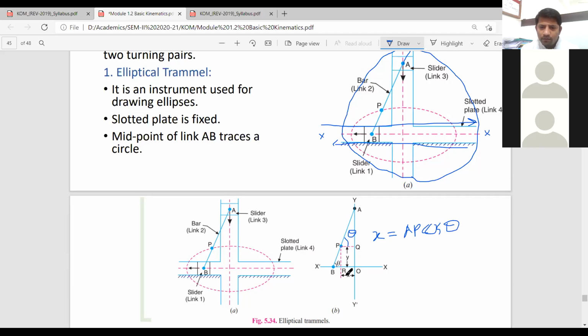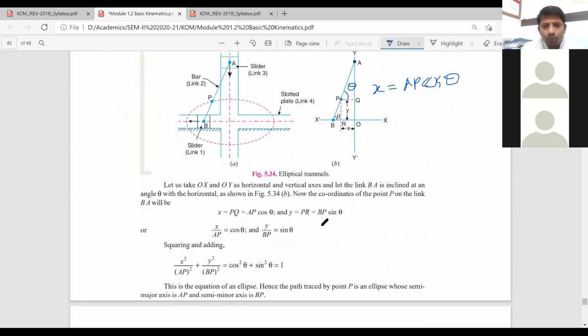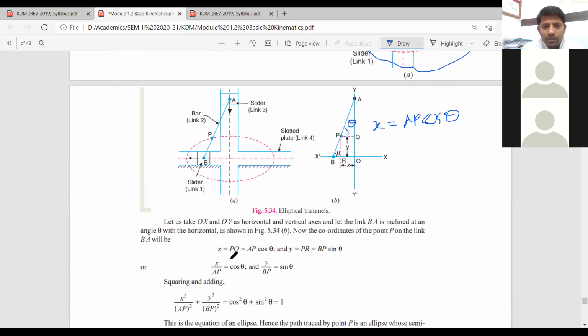Y is equal to PR. What is PR? PR is nothing but PB sin theta. Then you add x square plus y square and see what you get. So I will show you its mathematics. As we discussed, x is equal to PQ, which is equal to AP cos theta. Y is equal to PR or BP sin theta. From this you will find cos theta will be x upon AP, rearranging this equation, and sin theta will be y upon BP.